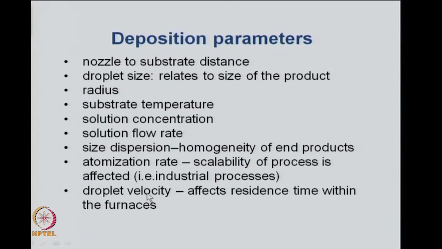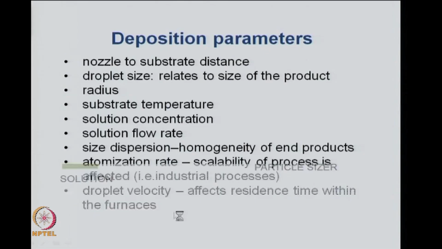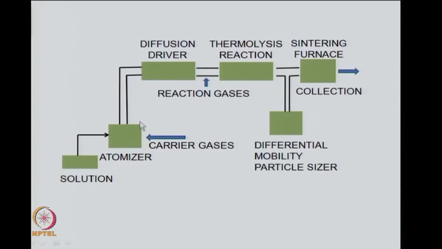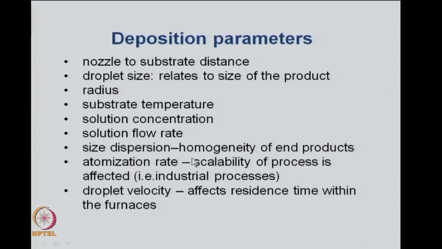The droplet velocity affects the residence time within the furnace. So, if you have these droplets which are coming here at low velocity, then they will spend more time in the sintering furnace and the size will go up. However, if the droplet velocity is very fast, then the size will be small. So, the droplet velocity will affect the residence time within the furnace, and it will affect the size of the solute particles which will get deposited on the substrate.